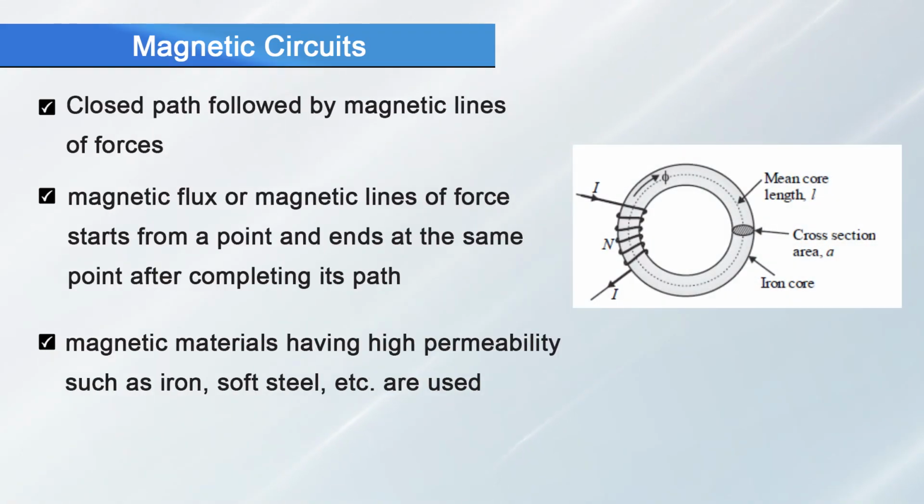Let us see the basics which we should know before going into details of magnetic circuits. What is a magnetic circuit? It is a closed path followed by magnetic lines of force. In the magnetic circuit, magnetic flux or magnetic lines of force start from a point and end at the same point after completing their path. A magnetic circuit is made up of magnetic materials having high permeability such as iron, soft steel, etc., which are known as ferromagnetic materials.